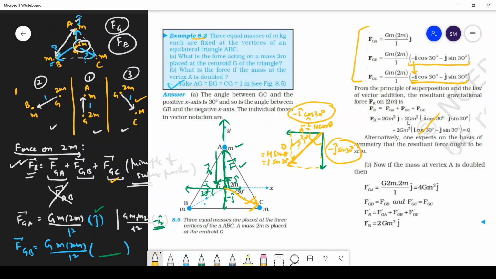What is the value of sine 30? Sine 30 is 1 by 2. So what do you get here?